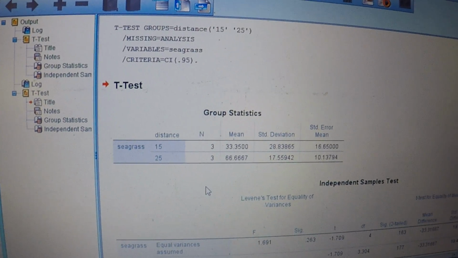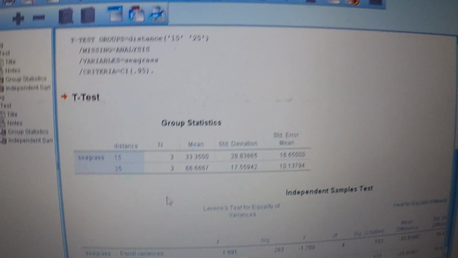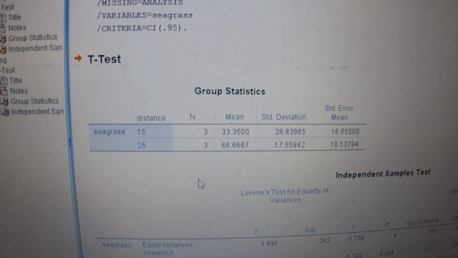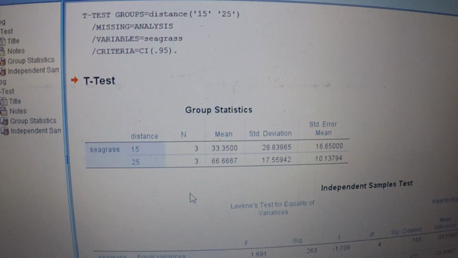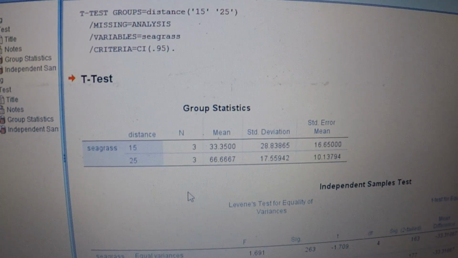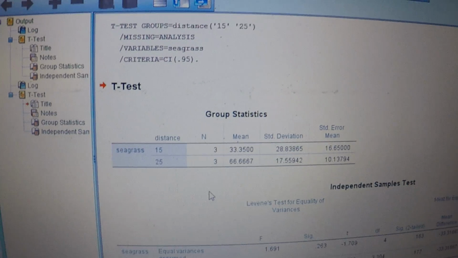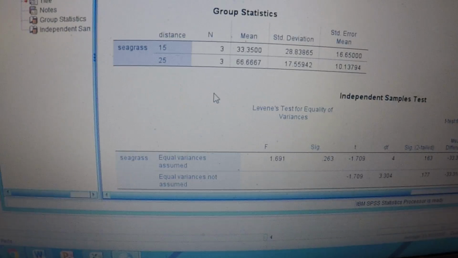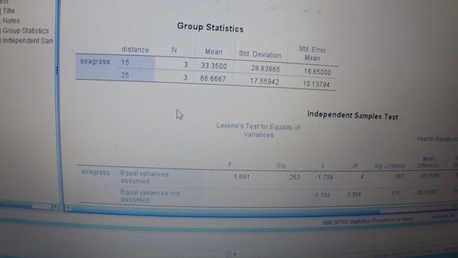Does everyone have results for seagrass that they're looking at? Yes. Okay. She's getting there. Look at these means, very different. For 15, we had only 33% seagrass, and for 25 meters, 66% seagrass. I'm willing to bet there's a difference, but there's always a chance there's not. We also have a very low sample size, which interferes with our ability to detect differences.